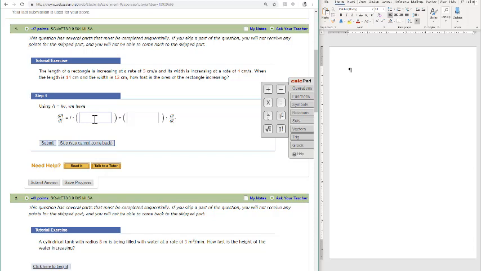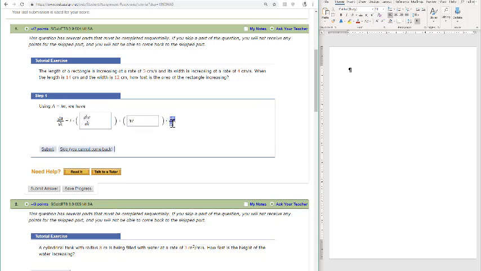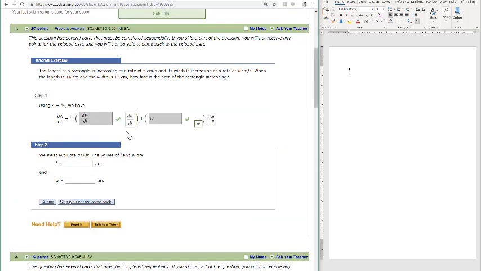So that's L dW/dt plus W times the derivative of the first. So it's second times the derivative of the first. So product rule allows us to find our derivative. And now it says here we must evaluate dA/dt.